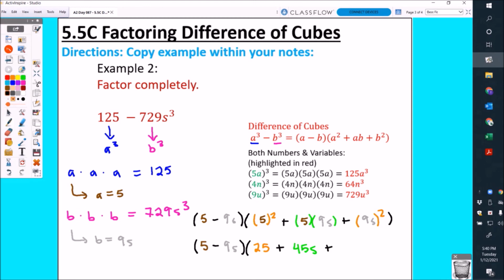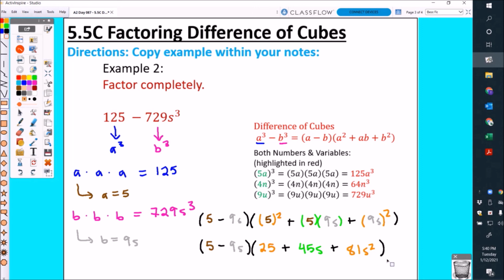Then plus. So here, it's going to be 9s squared. So that means it's going to be 9s times 9s, which will be 81s squared. Then let me close that up. And then this will be our final answer. So we have 5 minus 9s times 25 plus 45s plus 81s squared.